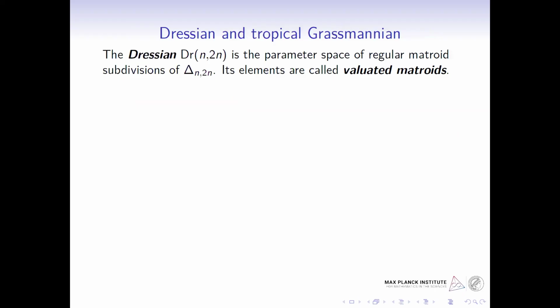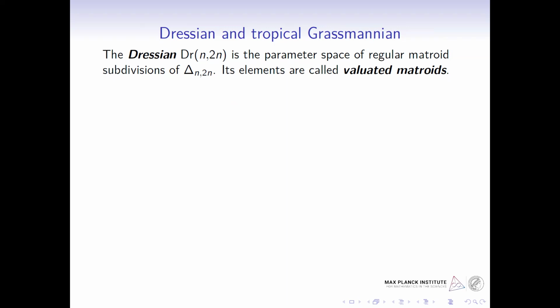Now, again, we need to go to parameter spaces. The Dressian, which we again have seen yesterday, is the parameter space of the regular matroid subdivisions of the hypersimplex Delta_{n,2n}. This is the matroid polytope for the uniform matroid U_{n,2n}, okay? And the elements that give us these regular matroid subdivisions are called valuated matroids.